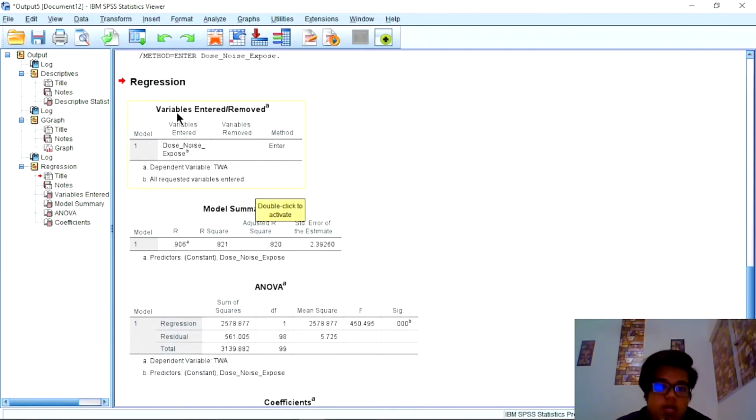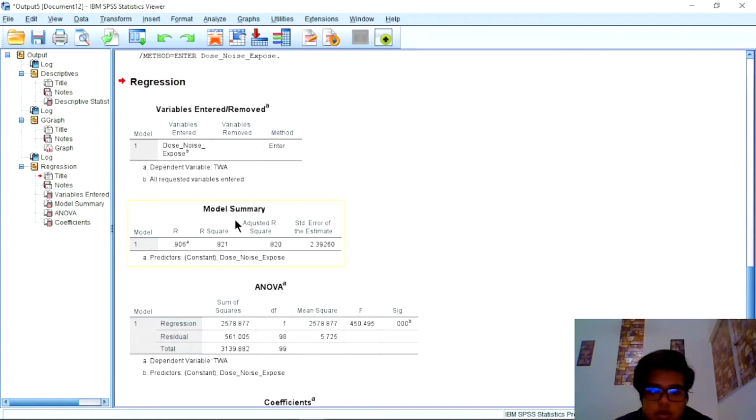So this is the least square method, linear relationship, to find the linear regression model. We get the variables entered or removed, model summary, ANOVA, and coefficients. It shows the values that we obtain from SPSS that can be used to complete a simple linear regression model. Firstly, information about the independent and dependent variable. So now we know that the dependent variable is time weighted average and the independent variable is noise exposed.